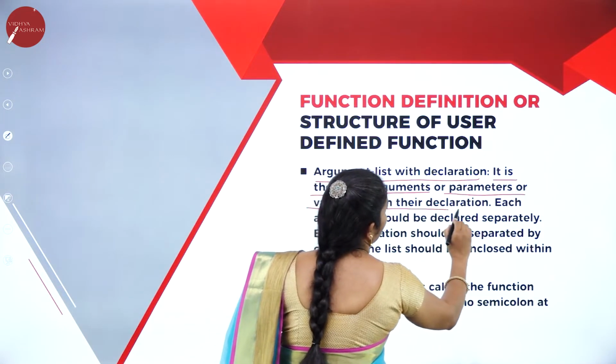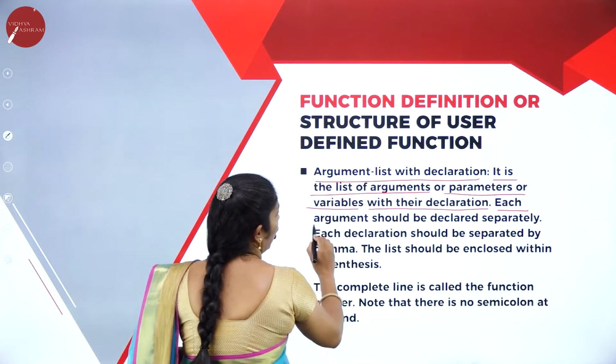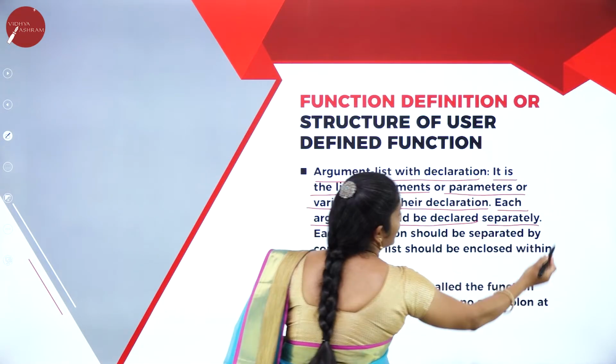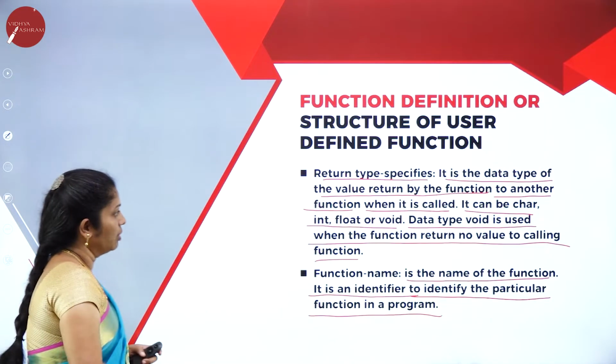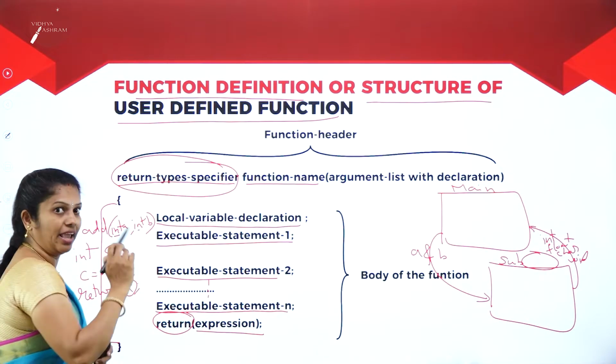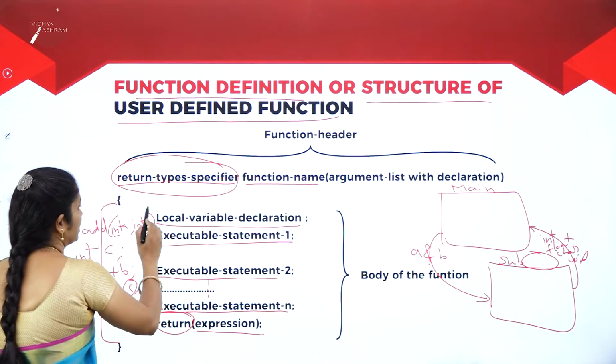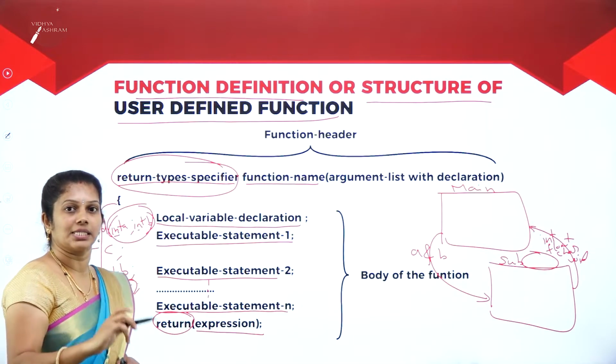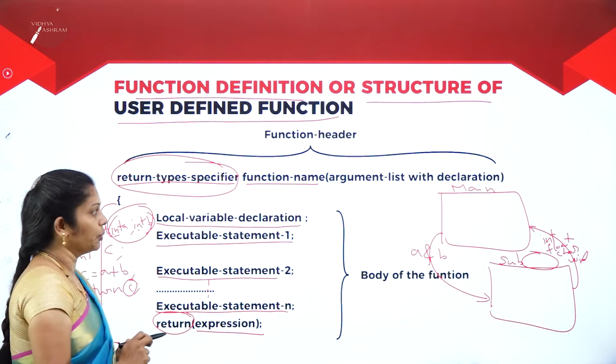variables with their declaration. Each argument should be declared separately here. If you observe here, first I declared the A variable and the B variable separately. That means these are the values which we are passing from the main program to the subprogram.